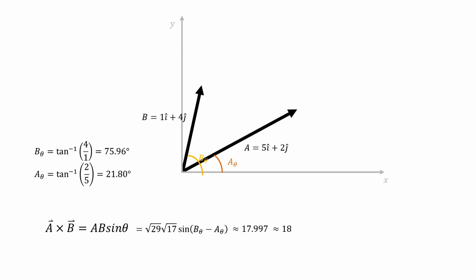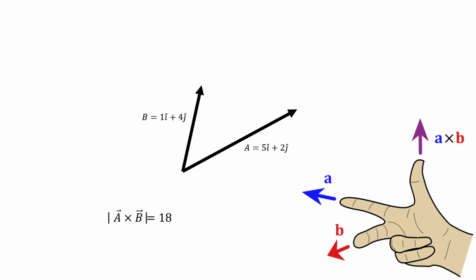The direction of this vector is determined by the right-hand rule, which tells us the direction is outward from the screen. Using conventional axes, outward is the positive k-hat direction.